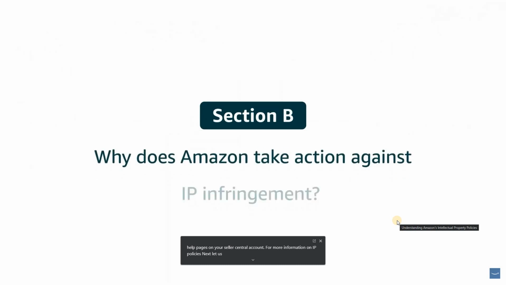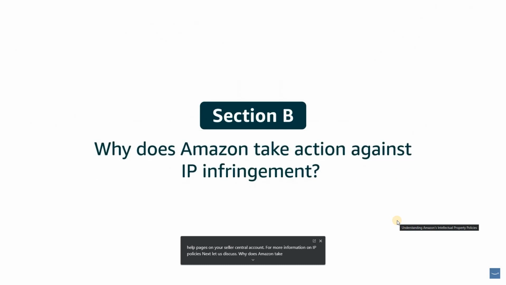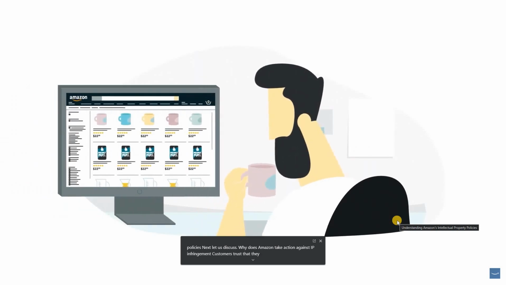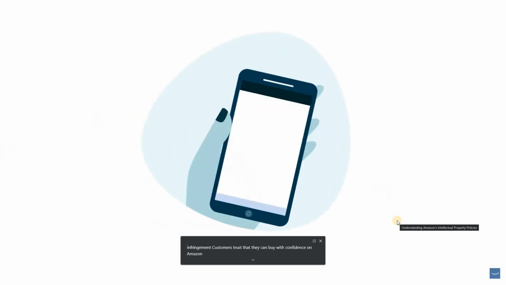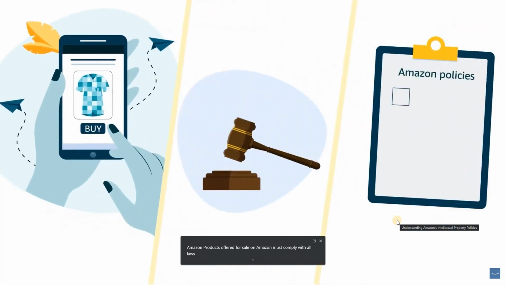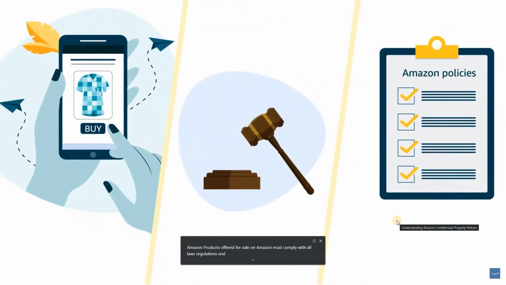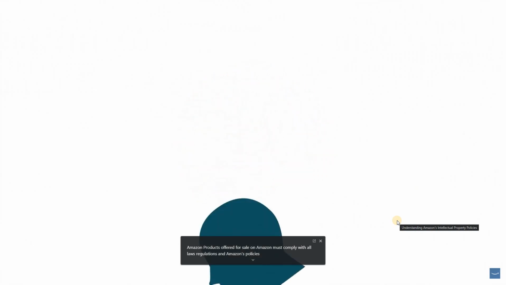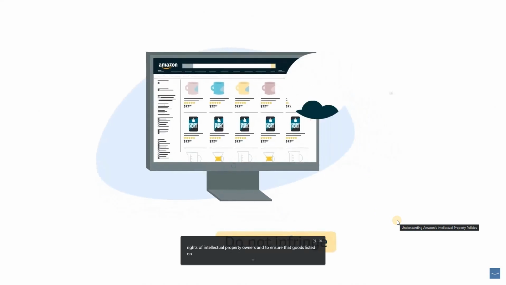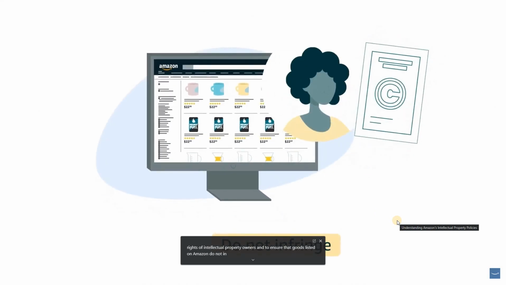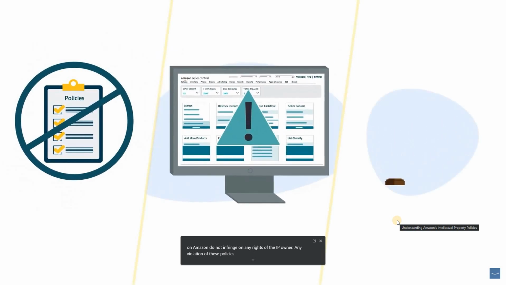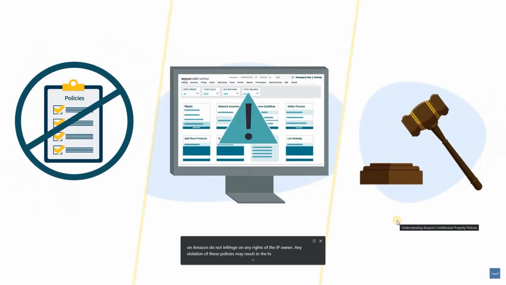Next, let us discuss why does Amazon take action against IP infringement? Customers trust that they can buy with confidence on Amazon. Products offered for sale on Amazon must comply with all laws, regulations, and Amazon's policies. Amazon strives to protect the rights of intellectual property owners and to ensure that goods listed on Amazon do not infringe on any rights of the IP owner. Any violation of these policies may result in the loss of selling privileges and other legal consequences.